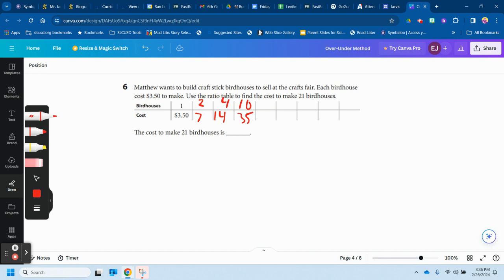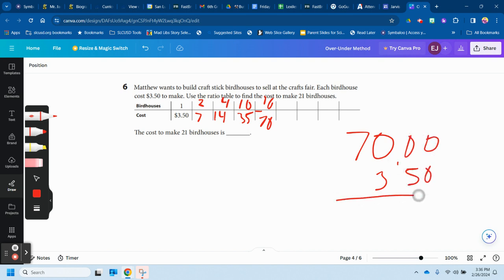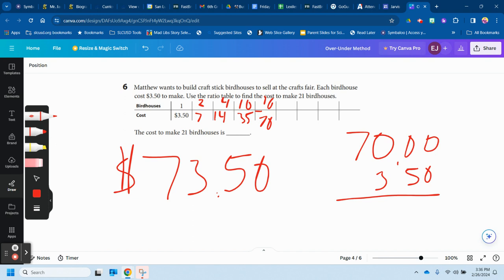And then, well, I could double that again. 20 would be 70. And I know 1 is $3.50, so 20 plus $3.50, I would get $73.50. So I didn't do all of them. I just did the ones that helped me out. So I jumped to 10, doubled that, and then added one more.